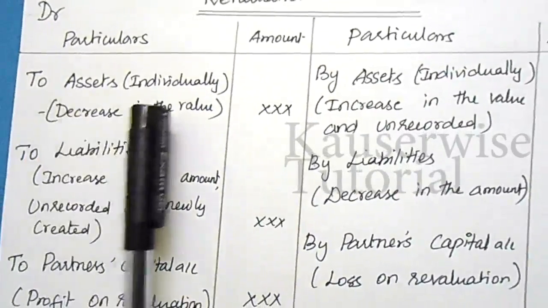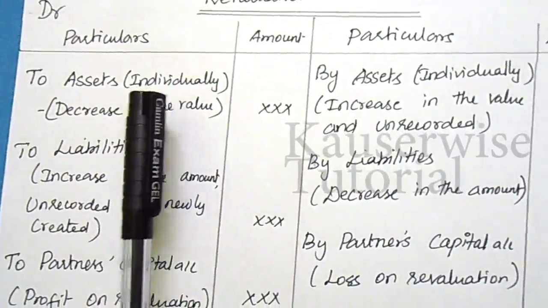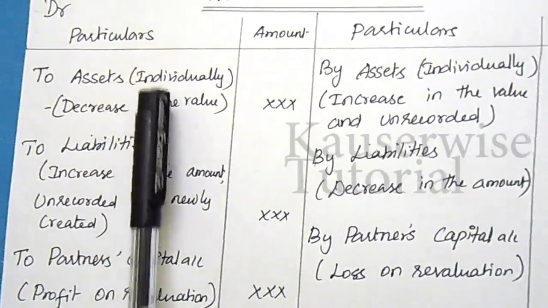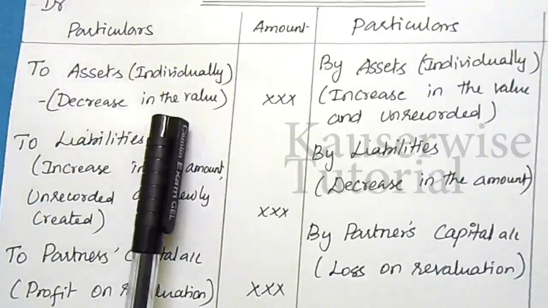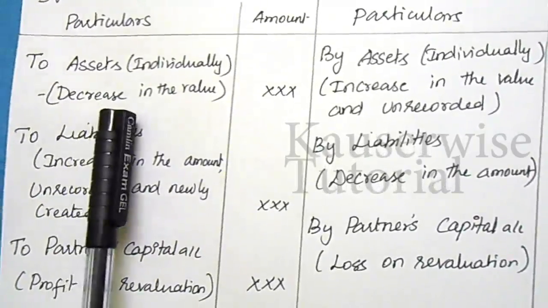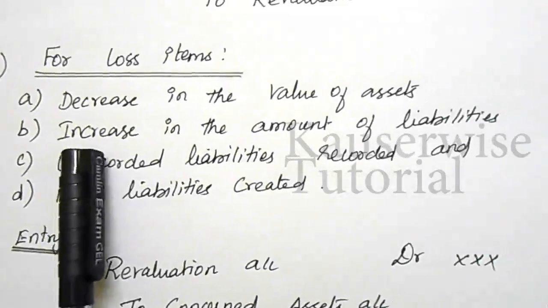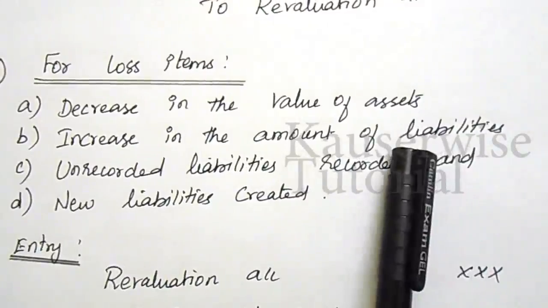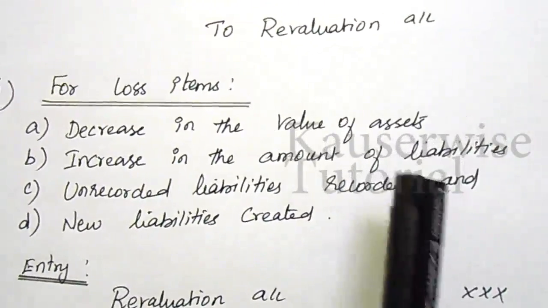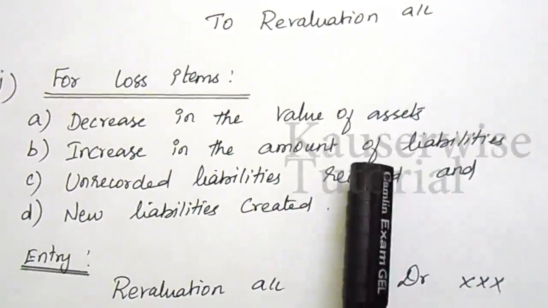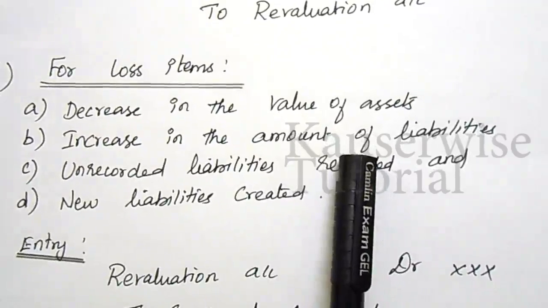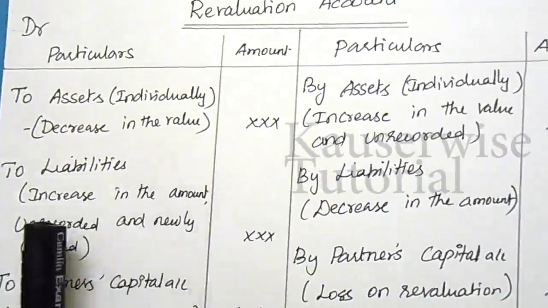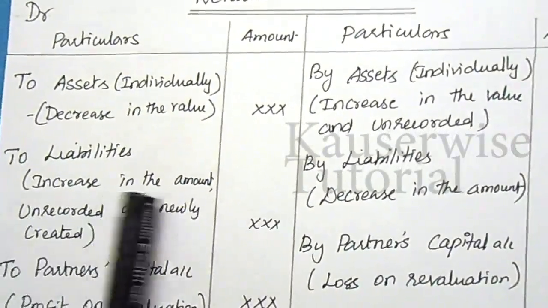So to asset. You have to write separately for each and every decrease in the value of asset, that is individually. So decrease in the value of asset is on the debit side of the revaluation account. Next one, increase in the amount of liability. So any liability value increase is a loss. This will also be shown under the debit side of the revaluation account. Look at the revaluation account debit side: to liabilities, that is increase in the amount of liability.